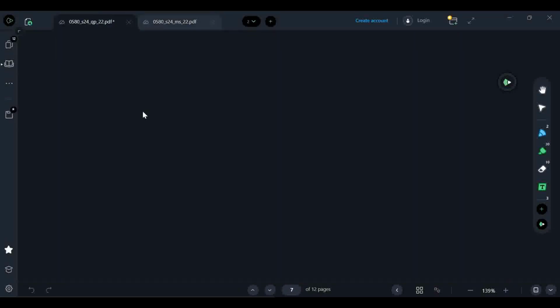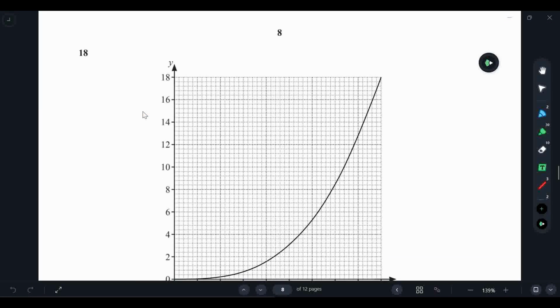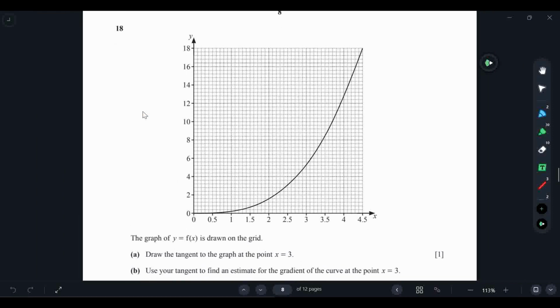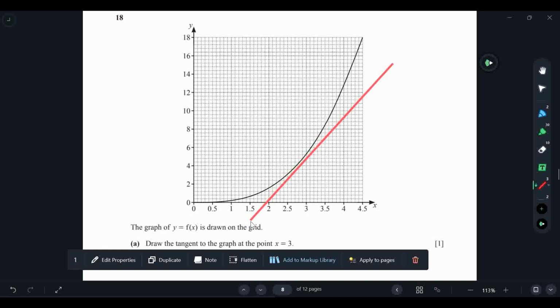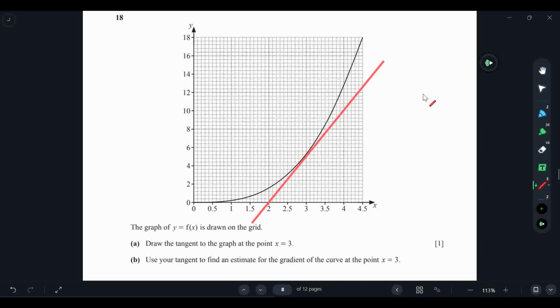Now let's move to question number 18. On question number 18, initially they say draw the tangent to the graph at the point x is equal to 3. So first of all, we need to draw the tangent line where x is equal to 3. So x is equal to 3 will be this one. We need to just change it a bit. Yes, this will be somehow the line which will represent x is equal to 3.